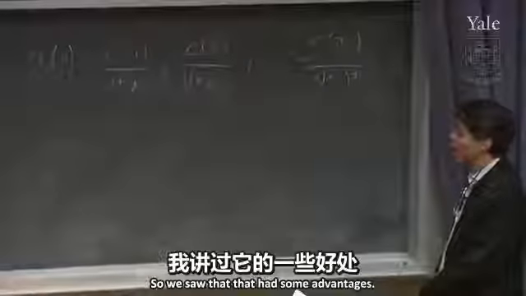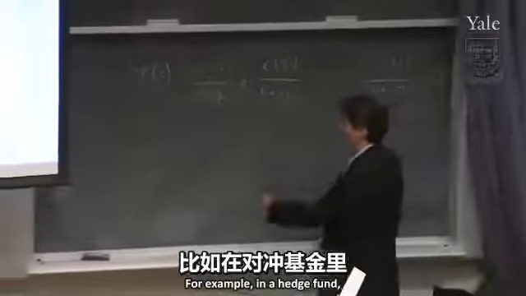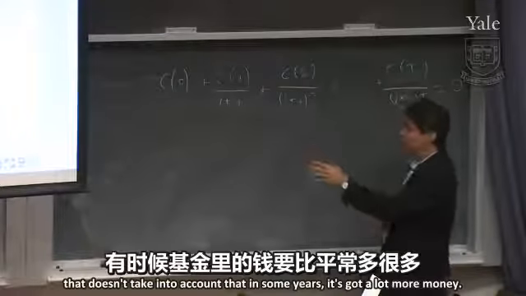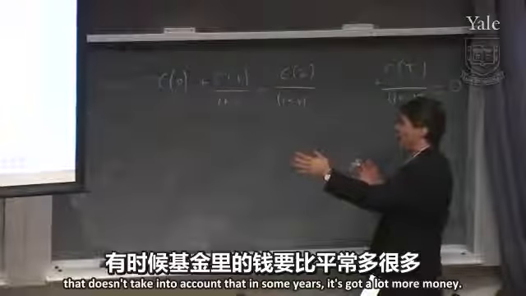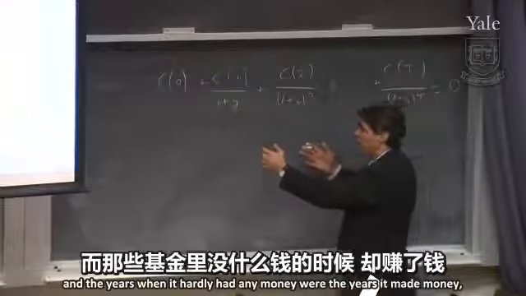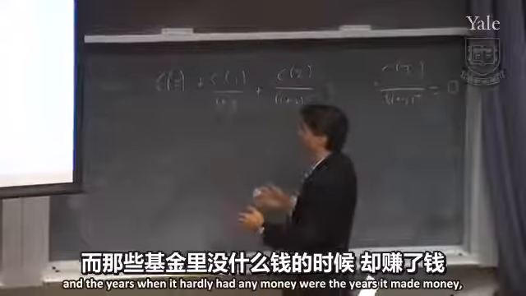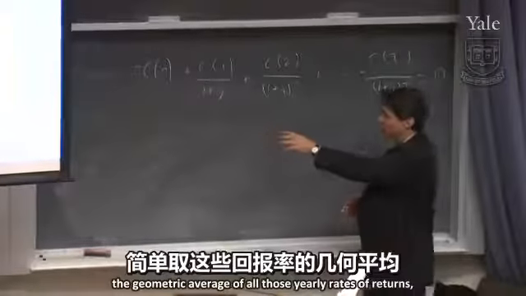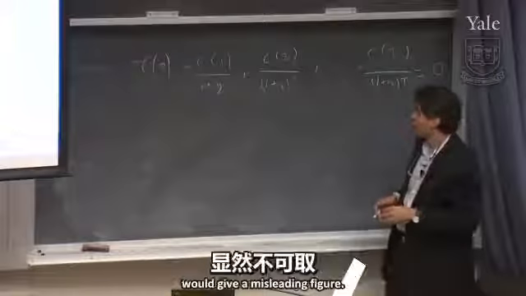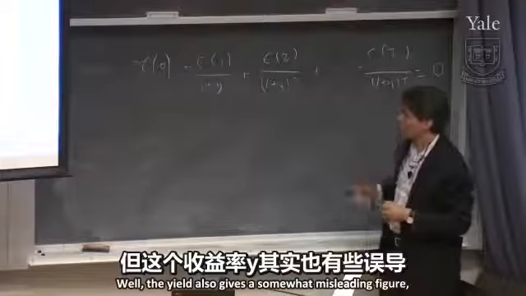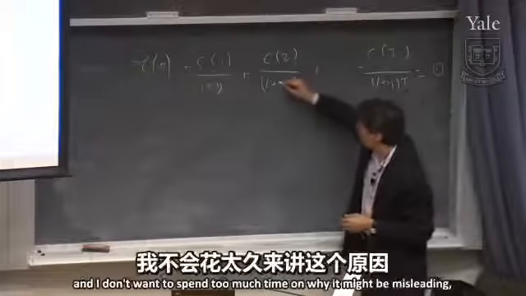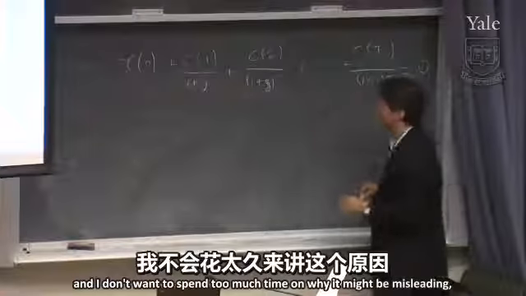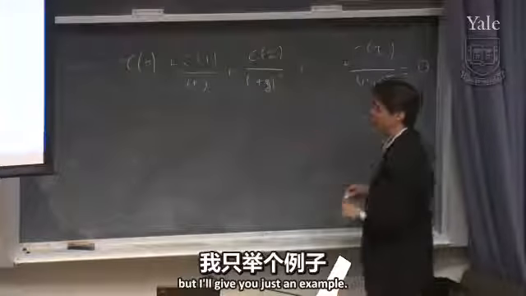So we saw that that had some advantages. For example, in a hedge fund, if you just look at the rate of return it makes on its money every year, that doesn't take into account that some years it's got a lot more money. So if those were the years it lost money, and the years when it hardly had any money were the years that it made money, just taking the average, the geometric average of all those yearly rates of returns would give a misleading figure. Well, the yield also gives a somewhat misleading figure, and I don't want to spend too much time on why it might be misleading, but I'll give you just an example.